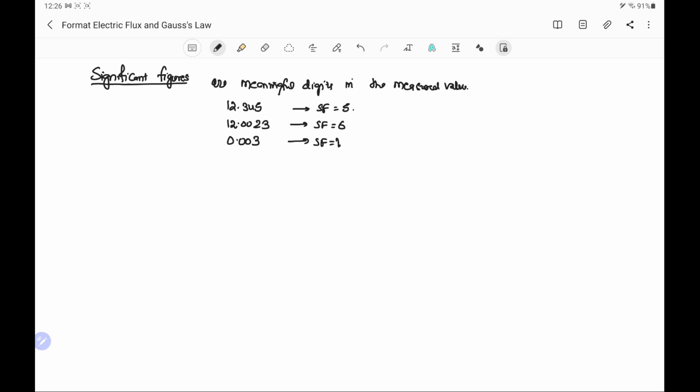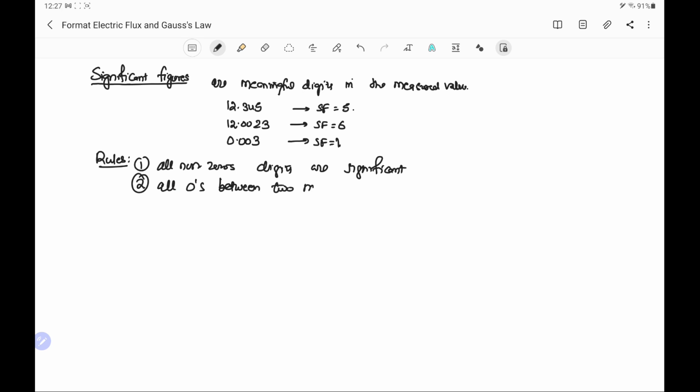Then what are the rules to find the significant figures in a measured quantity? The rules are: Number one, all non-zero digits are significant. Number two, all zeros between two non-zero values or digits are significant.